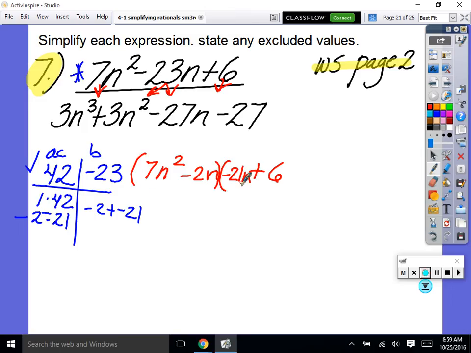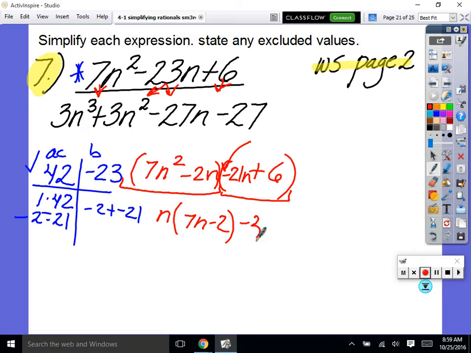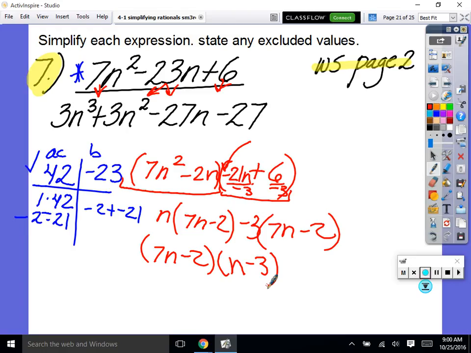Group the first two, group the second two. The greatest thing in common in the first group is n. So left is 7n minus 2. In this group, there's a negative 3 in common, right? Wouldn't we pull out a negative because of that negative? We should all be able to factor pretty well by now. That's why I'm going this fast. So we factor out negative 3, and left is 7n minus 2. So we factor out 7n minus 2, and left is n minus 3. That was all just factoring the top. So I'm going to circle that just so I can remember that I need to come back to that.